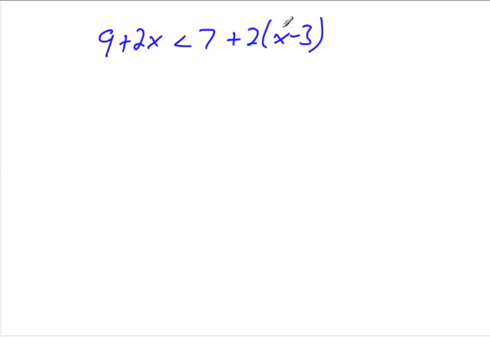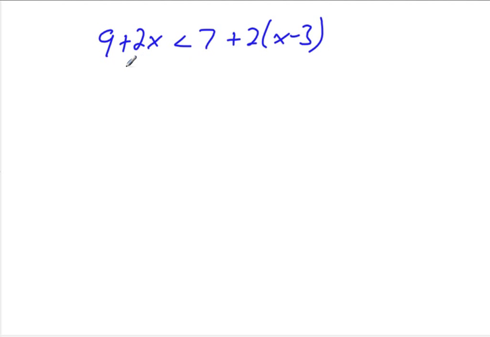All right. Next one, we're going to do 9 plus 2x is less than 7 plus 2 times parentheses x minus 3. I may be going kind of fast here, but keep in mind that you can pause, rewind, stop it, just kind of look at what I'm doing with it paused.